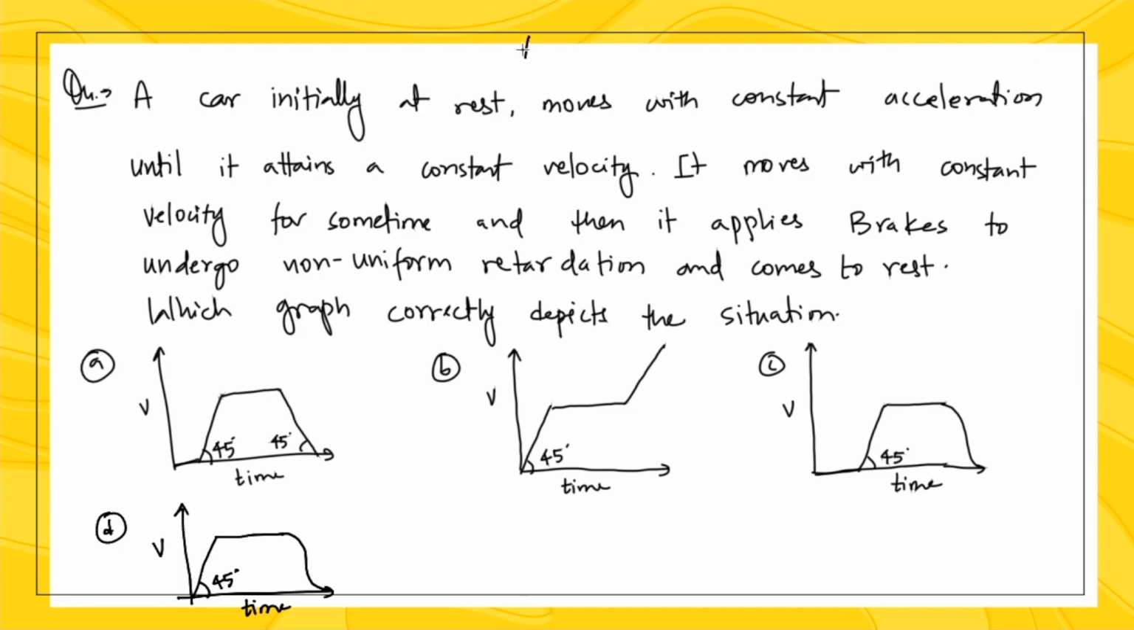All right, so now is the time for the homework question for this video. The question says that a car initially at rest moves with a constant acceleration until it attains a constant velocity. Now it moves with a constant velocity for some time and then it applies brakes to undergo non-uniform retardation and comes to rest. Now which graph correctly depicts the situation? All the things mentioned here you have to analyze properly and then see which of the graphs A, B, C, D is the correct representation of the given situation. I hope you will be able to answer it.